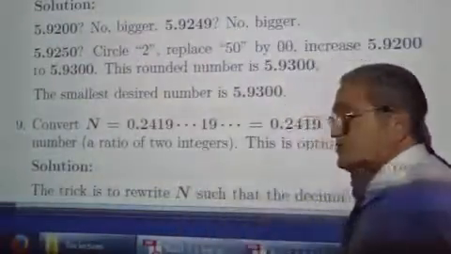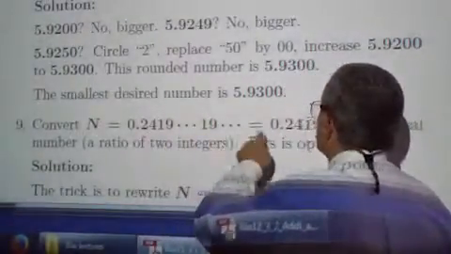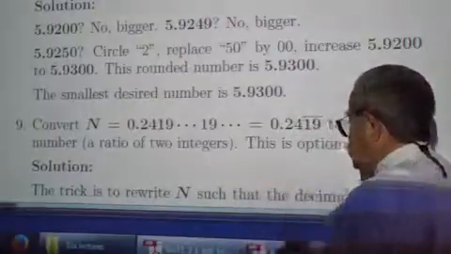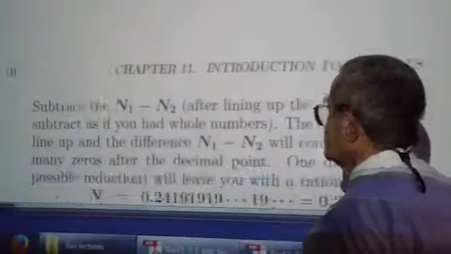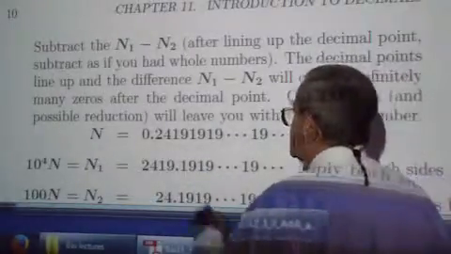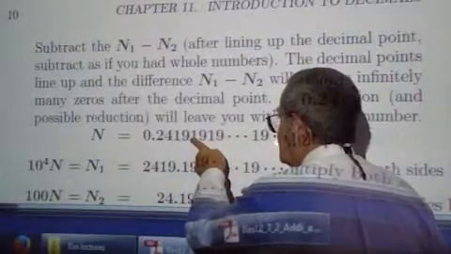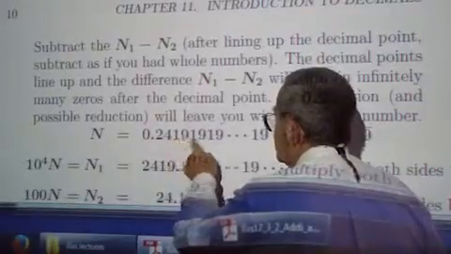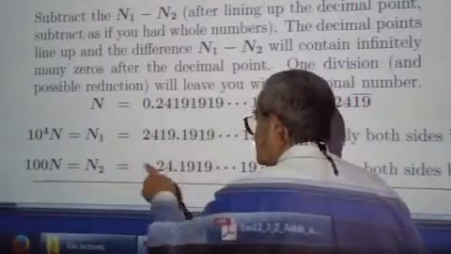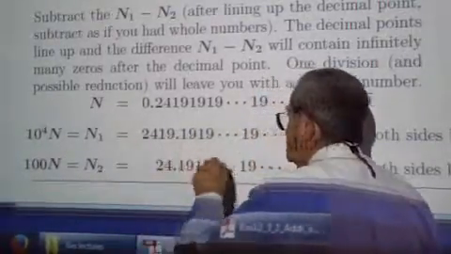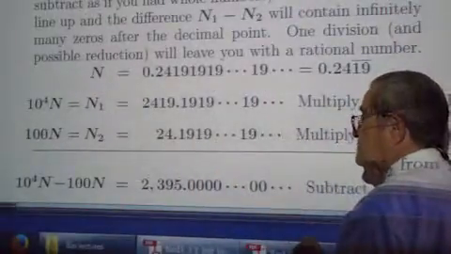Then this one is optional. If you can do this one, you're pretty good. This is a repeating decimal. We wanted to show that this can be written as a ratio of two integers. What I did is I moved the decimal point to right after the first repeating group of decimals. So I had to multiply by 10 to the 4, 1, 2, 3, 4 places. And to move it right before, I had to move it 2 places, so multiply by 100. Subtract these two lines, the 1s and the 9s line up. You get infinitely many zeros, which you can forget about.